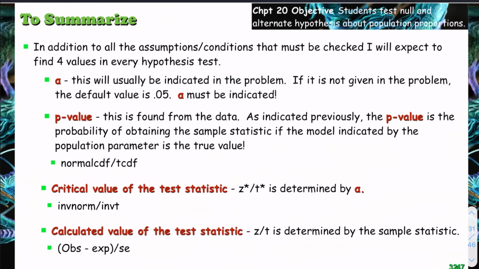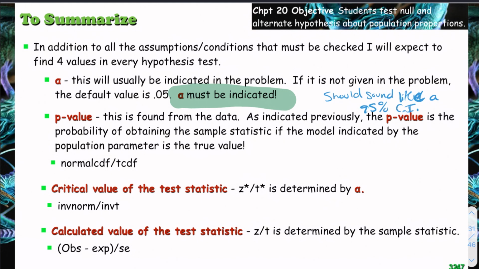In addition to all of these assumptions and conditions that must be checked, I'm going to expect you to find four values in every hypothesis test. So we're going to find the alpha level. This will usually be indicated in the problem. If it's not given in the problem, the default value is 0.05. So alpha must be indicated. And that 0.05 should sound like a 95% confidence interval. They kind of go back and forth between each other.